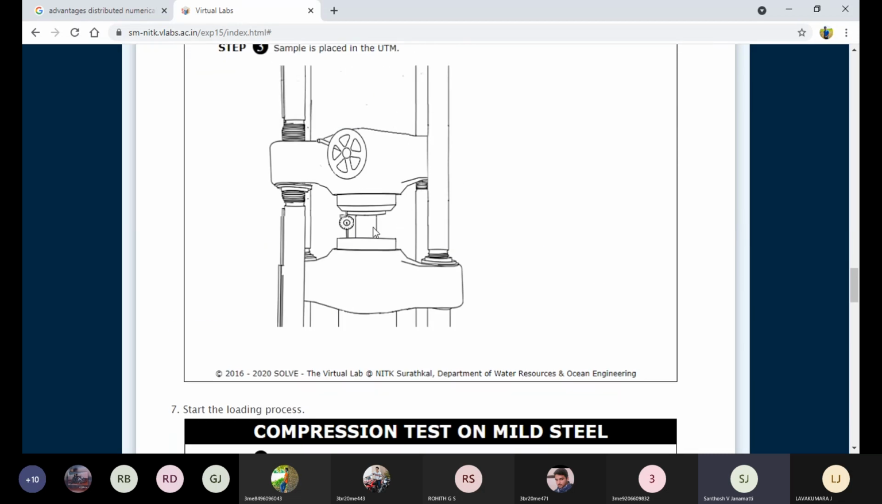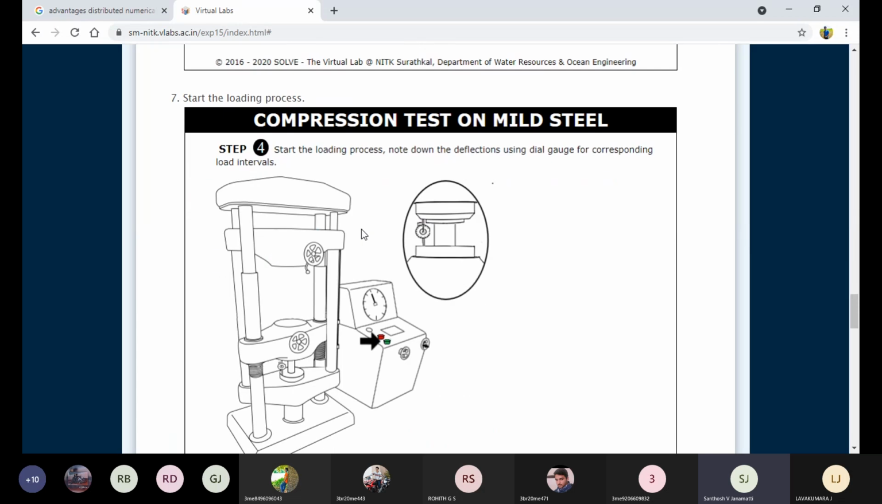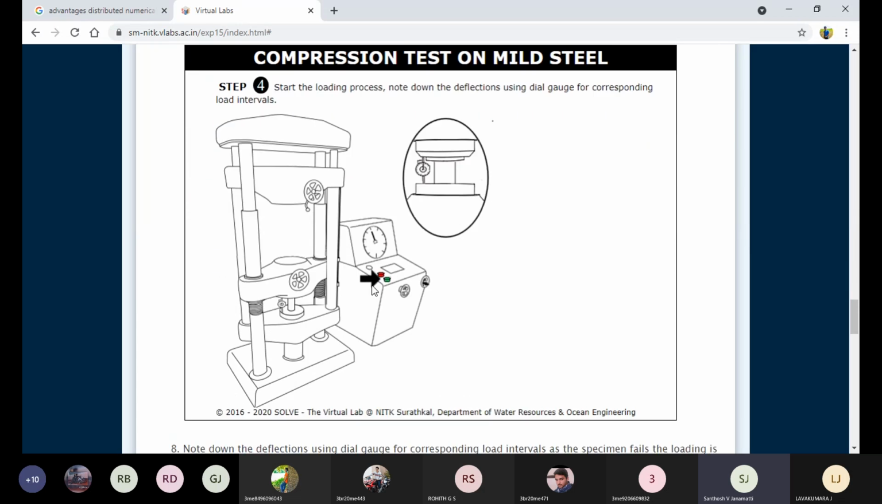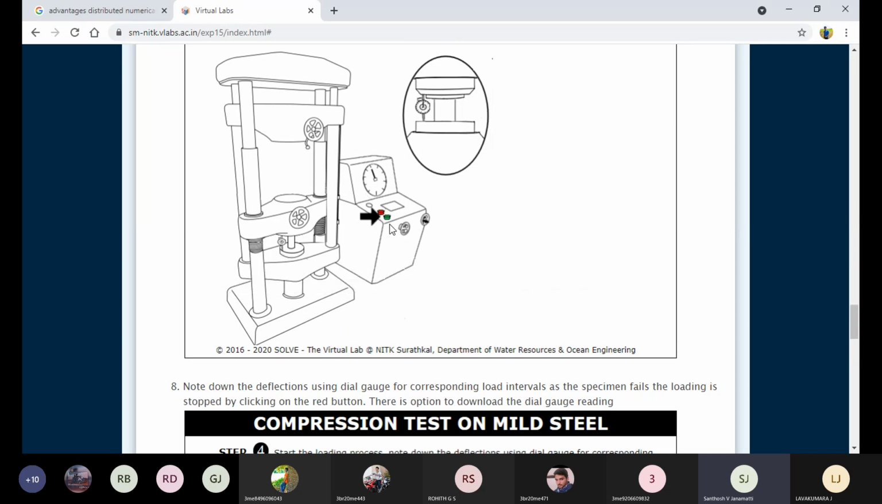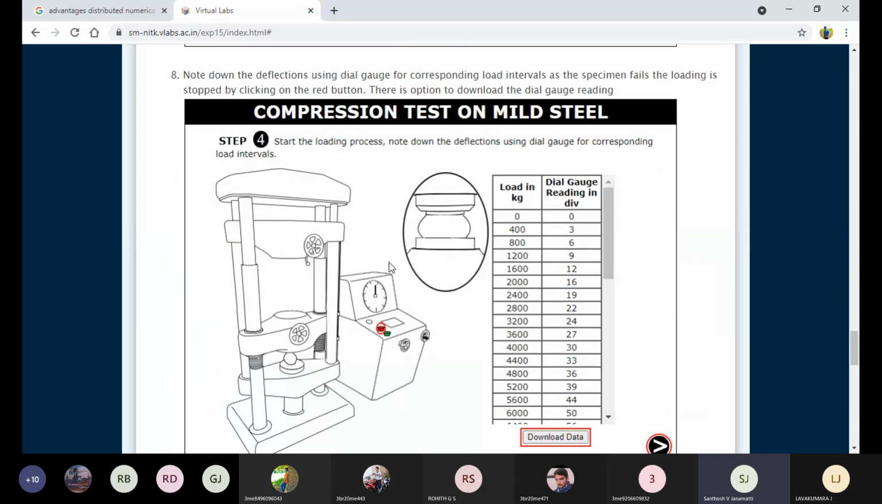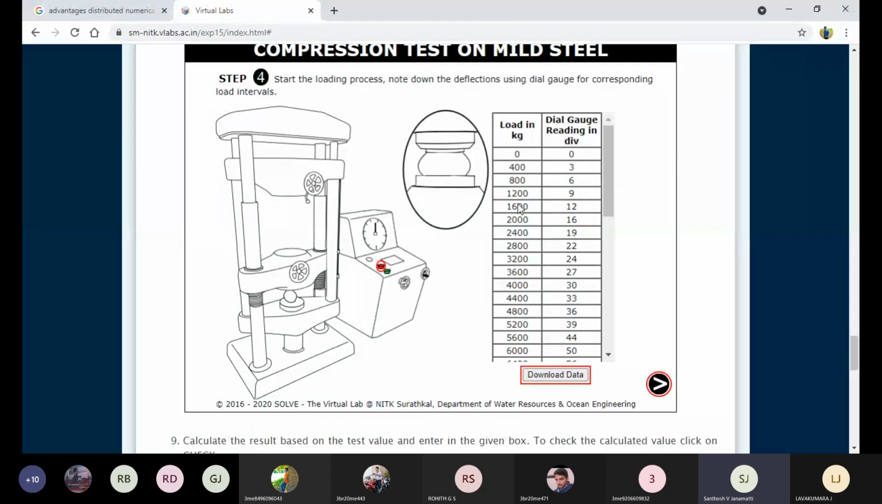In step 3 you can see we are placing the sample, with the help of the control panel. So start the loading process. Note down the deflections using the dial gauge at corresponding load intervals. Here we can see that with the help of the green and red buttons, we can switch the machine on and off, or control the machine. So this is step 4. We are showing you that.